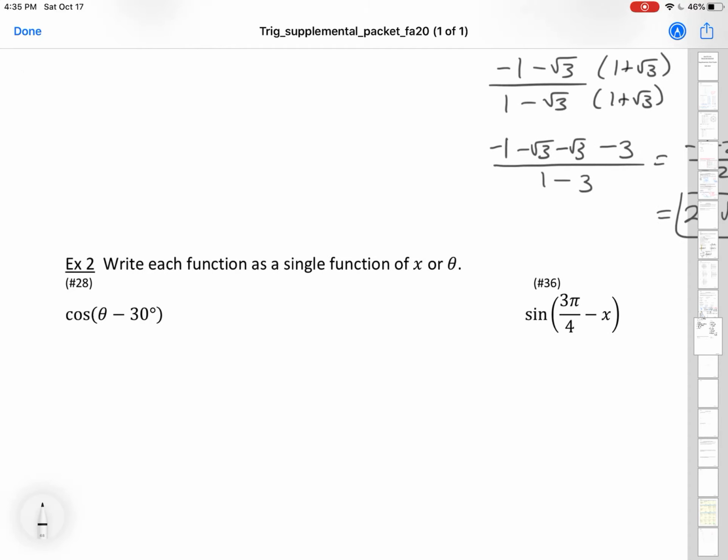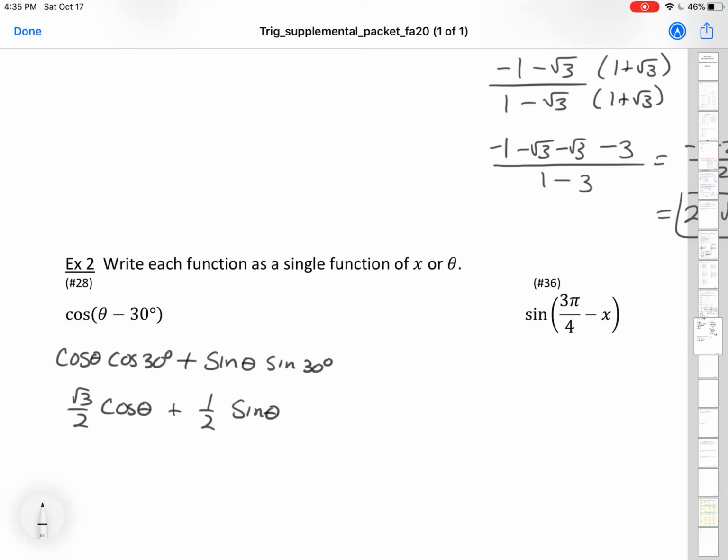Write each function as a single function of x or theta. Great, we know how to do this. Now look what they did. They put cosine back in from the previous section because they're wise. They want to make sure that we have holistic memorization. That we say, oh, cosine, that's the cosine. Opposite sign in the middle, sine. They say, oh, cosine of 30 degrees, root 3 over 2. Sine of 30 degrees, 1/2.